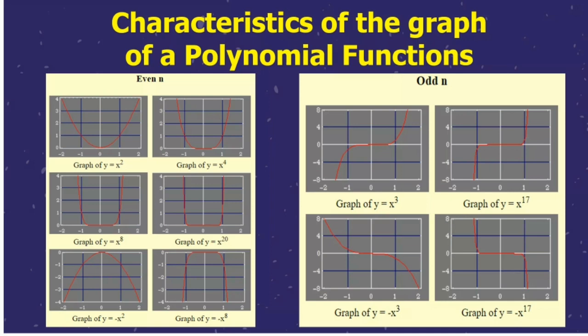Now, if the leading coefficient is positive and the degree is odd, the end behavior of the graph of the polynomial function is falling to the left and rising to the right. And if the leading coefficient is negative and the degree is odd, then it is rising to the left and falling to the right.